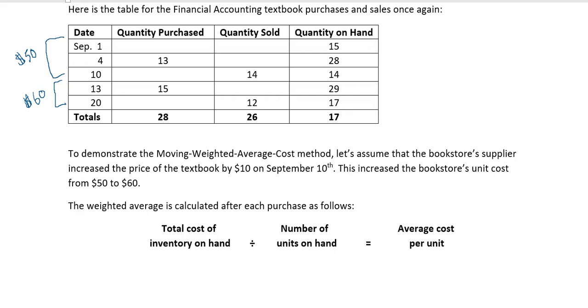The weighted average is calculated after each purchase as follows. The total cost of inventory on hand is divided by the total number of units on hand, which will give us the average cost per unit. Whenever there's a change in what you buy something for, you perform this calculation to keep everything up to date.